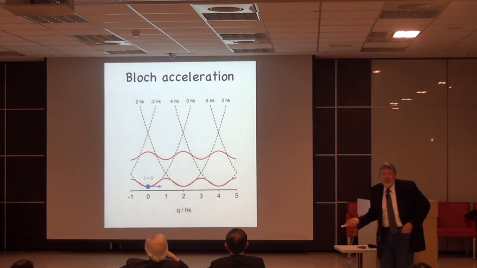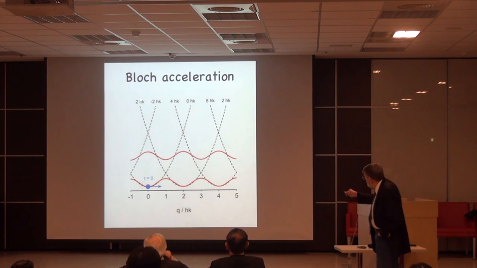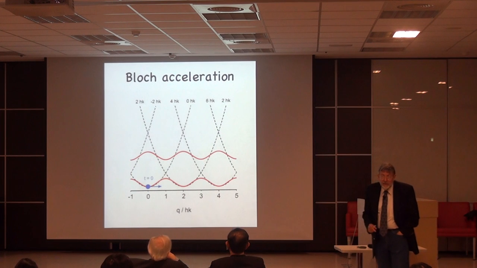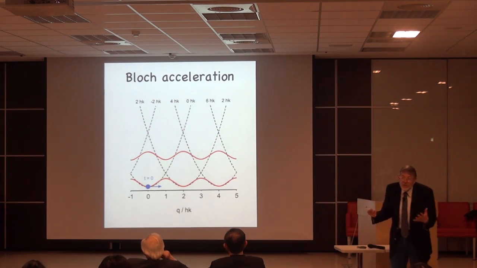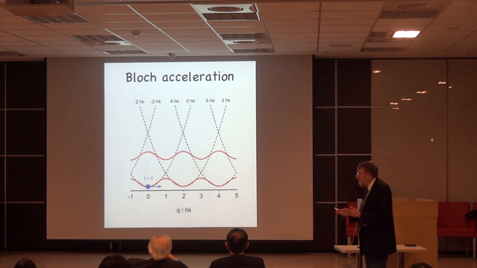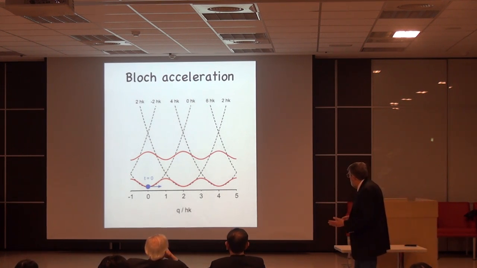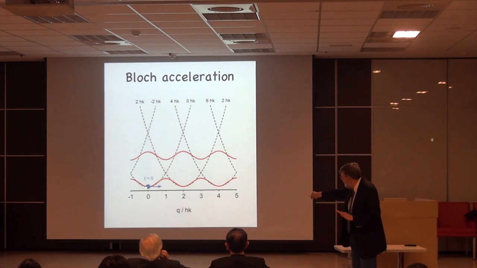So here's our cartoon of the optical lattice. The dashed lines are, as always, the free particle dispersion curve, and the red lines are our cartoon of what the band structure looks like for our lattice, which is not so deep in this cartoon. But let's think about what happens. We start with the atoms here at zero quasi-momentum.